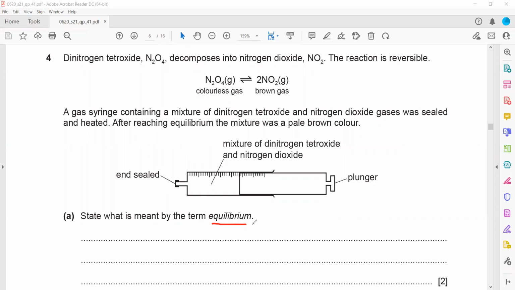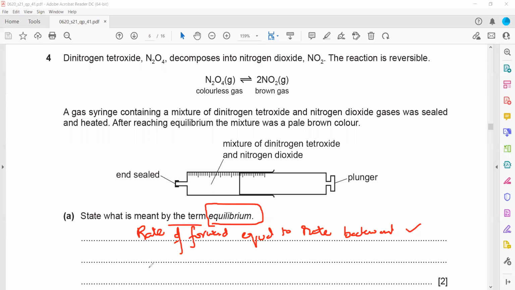What is meant by the term equilibrium? As we did in yesterday's exam paper, whenever the question is to define or explain the term equilibrium, the first thing you mention is that the rate or the speed of the forward reaction is equal to the rate or the speed of the backward reaction. That is 1 mark. The second point: whenever a reaction is in equilibrium, there is no change in the concentration of reactant or product.